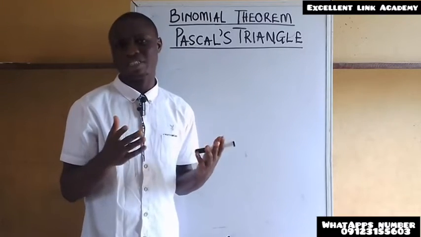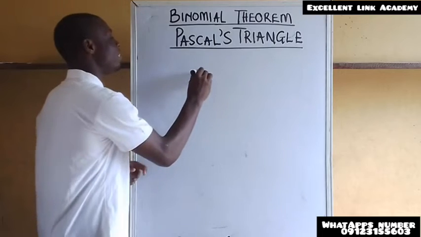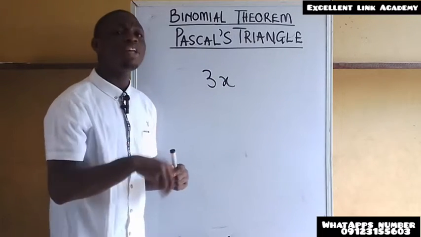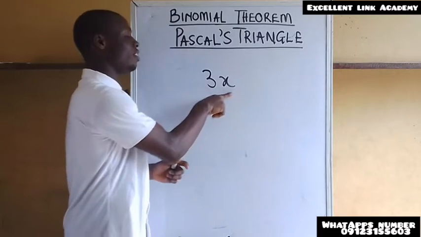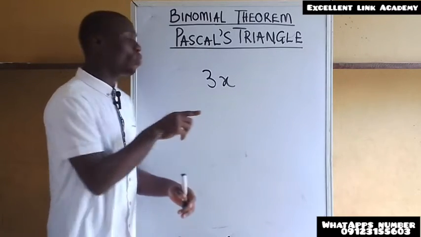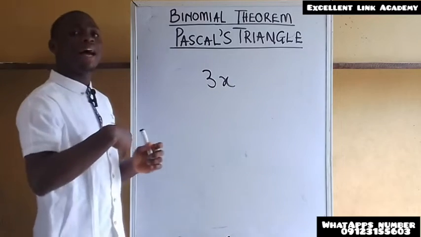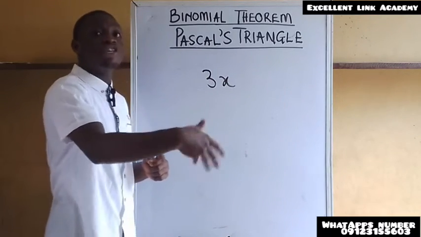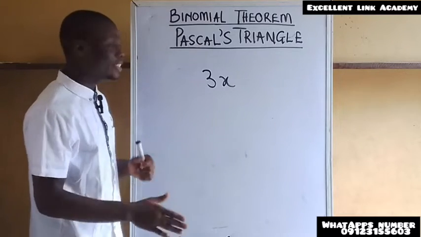What's a coefficient? If I have 3x and I ask you, what is the coefficient of 3x? The coefficient of 3x here is 3. The number in front of an alphabet is called the coefficient. So that's the idea.